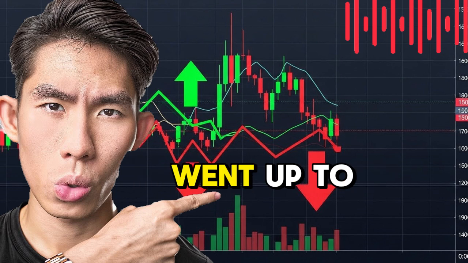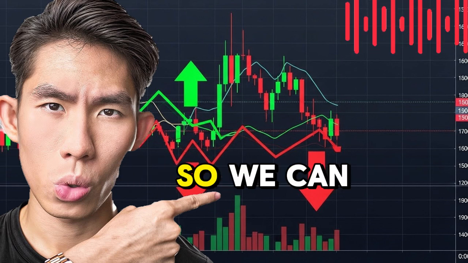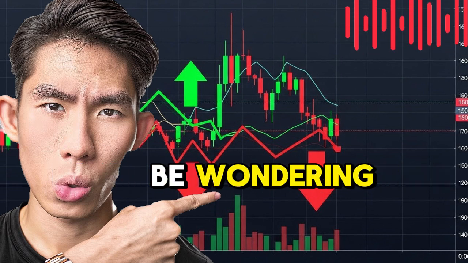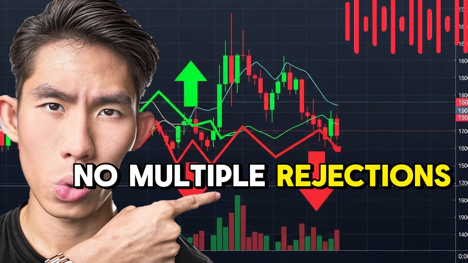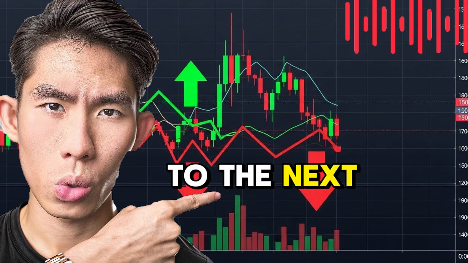Next, every time price went up to this level, it always rejects this level and reverses. So we can draw another resistance level right here. Now you might be wondering, what if the chart looks like this, when there are no multiple rejections yet? Glad you asked. Which brings us to the next rule.